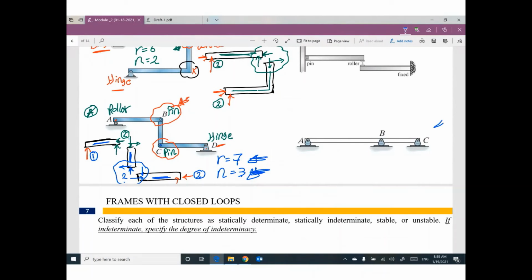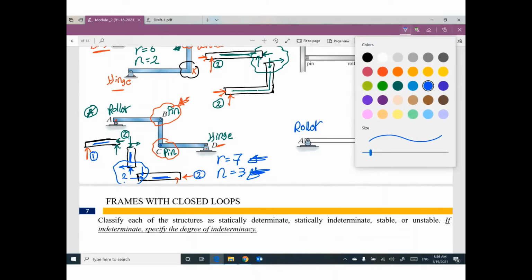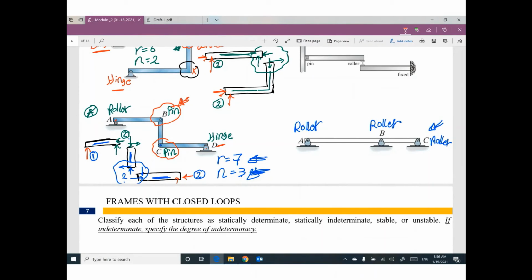For this one, we have roller, roller, roller. Do you have any pin connection? Any hinge connection? No. This roller has one reaction, this roller has one reaction, this roller has one reaction. So one of you will say, hey, R equals 3, number of parts equals 1.